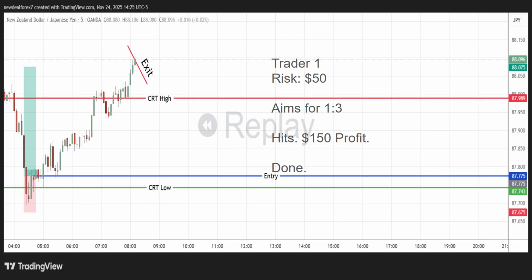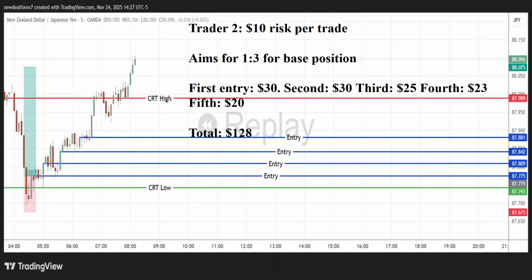So in this case, it's a winner. So trader one, he aims for 1 to 3. He has a stop loss and take profit of about 10 pips and 30 pips to take profit. He risks 50. He gets 150 profit. Done deal. That's it. He sets the trade and he just walks away. He's done. It's over. The trade worked out. He won.